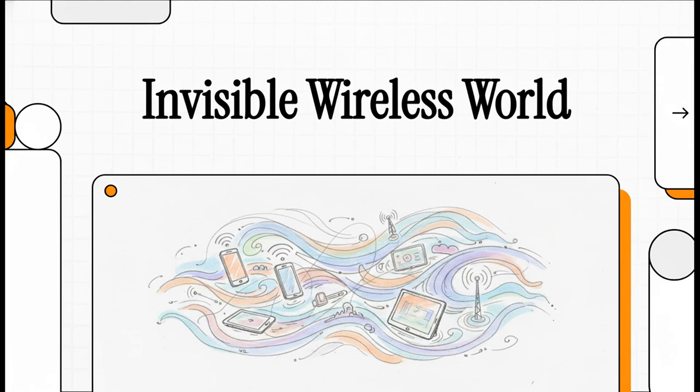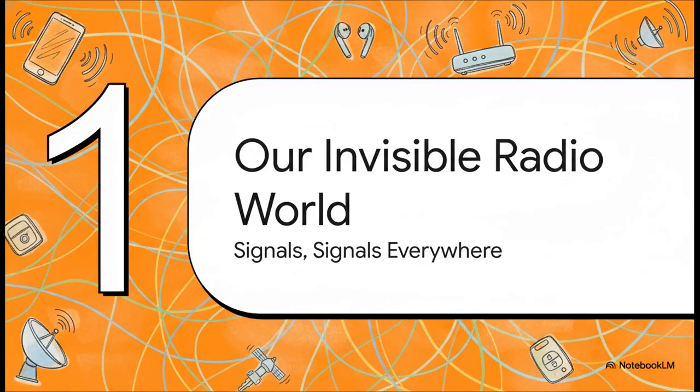Believe it or not, right now you're swimming in an invisible ocean. It's not made of water, of course, but of radio signals. And this ocean, well, it powers just about everything in our modern lives. We're talking the phone in your pocket, the Wi-Fi in your house, even the TV broadcasts you watch. Just think about that for a second.